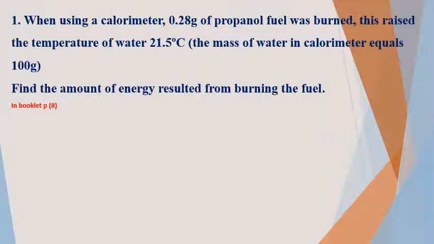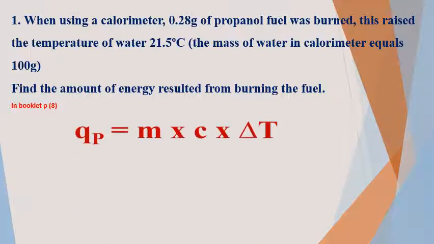Pay attention, here I will use the mass of water, not the mass of propanol fuel, as I measure the difference in temperature in water. Firstly, I measure the initial temperature of water. After burning the propanol, we measure the final temperature of water and then find the change in temperature. So here I will use the mass of water. Pay attention. Firstly, you must write your rule.